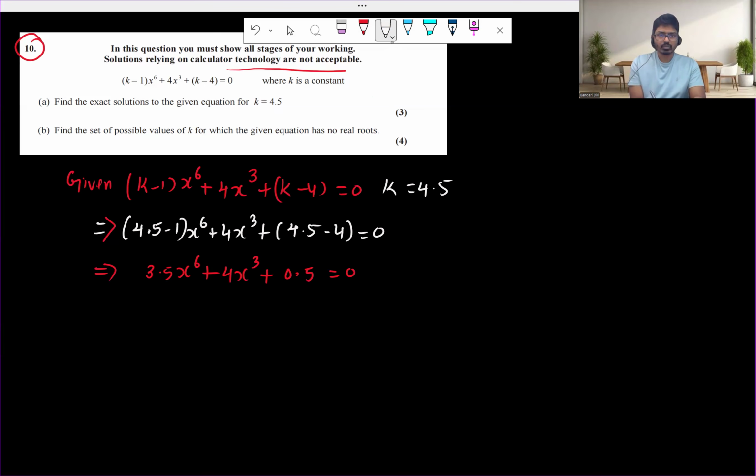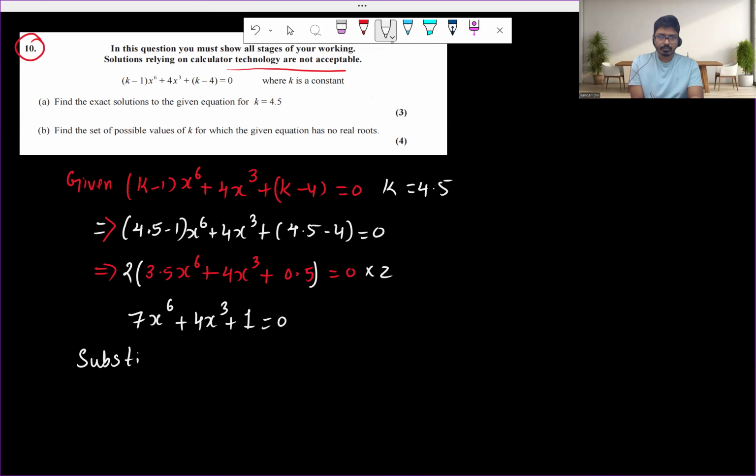Here we can see that this equation has decimals. To make it simple without using the calculator, I am going to multiply the entire equation by 2 on either side. The equation turns into 7x raised to 6 plus 4x cubed plus 1 equivalent to 0, because 3.5 times 2 is 7 and 2 times 0.5 is 1. This is still not a quadratic equation, so now we can do the substitution method.